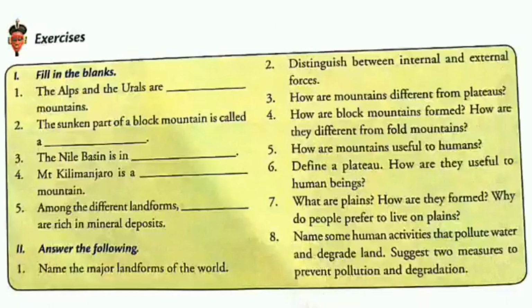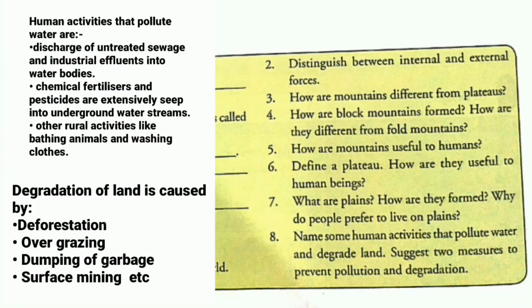Now question number 8 is, name some human activities that pollute water and degrade land. Suggest 2 measures to prevent pollution and degradation. So I am dictating the answer. Please note it down. First we'll write, human activities that pollute water are, first, discharge of untreated sewage and industrial effluents into water bodies.